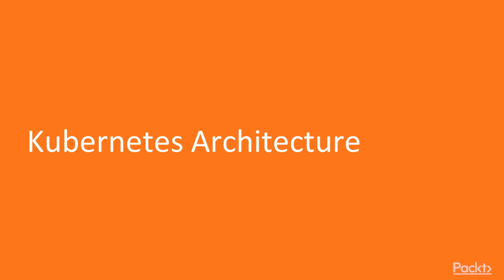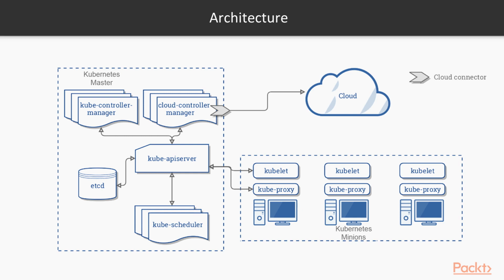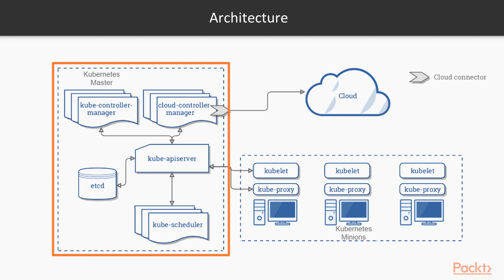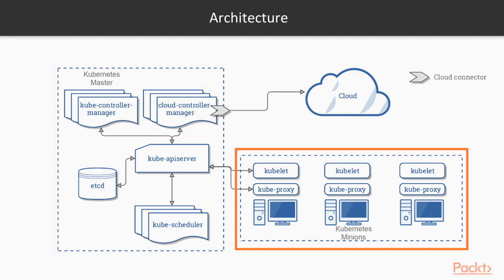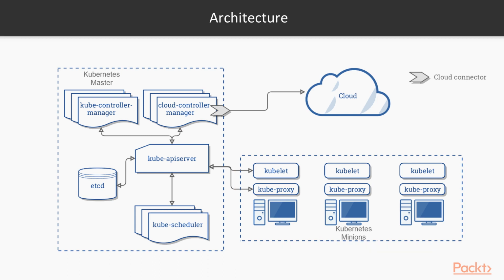Kubernetes architecture. In this section of the video, we're going to do a quick whistle-stop tour of the Kubernetes architecture and some of its more important resource types. As we can see from the diagram on screen, there's a number of components to a Kubernetes cluster. If we look over on the left-hand side, we see the components that are known as the control plane. And then on the right-hand side, we see the components in the area known as the workers or the nodes. In this diagram, it's described as Kubernetes minions. That's kind of like an old name now. So let's focus on the control plane, on the master components.